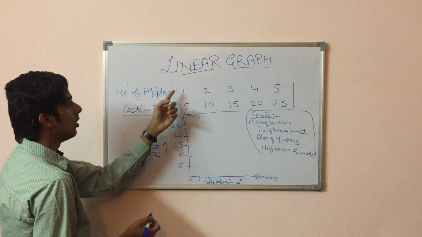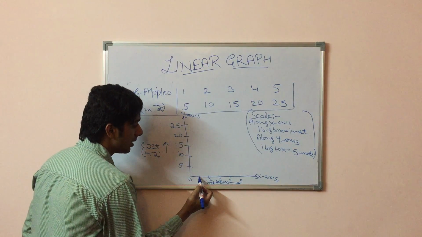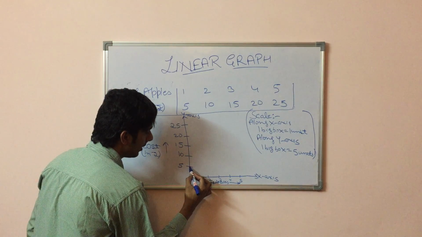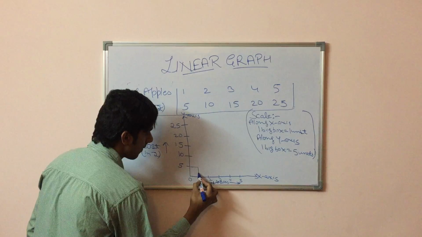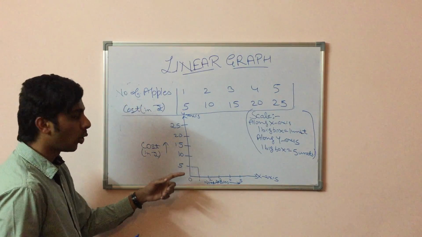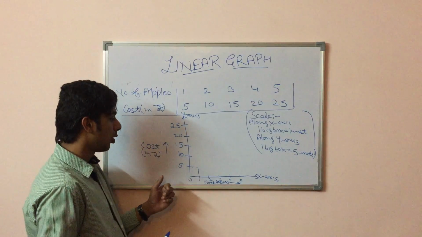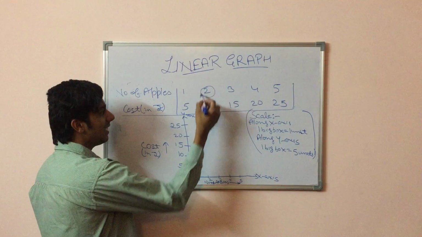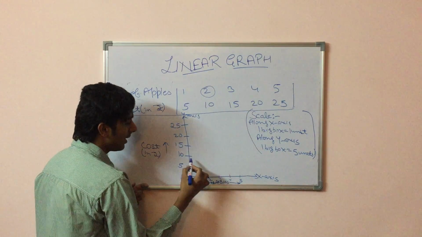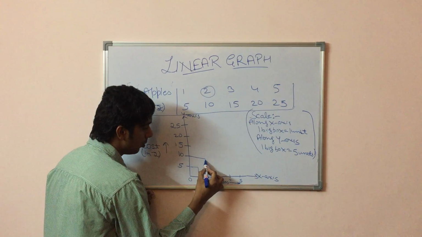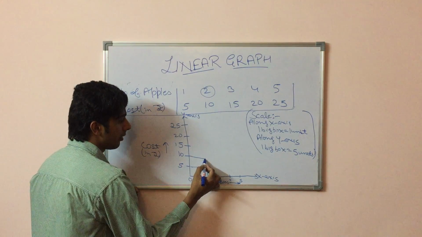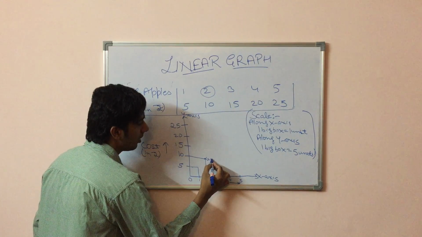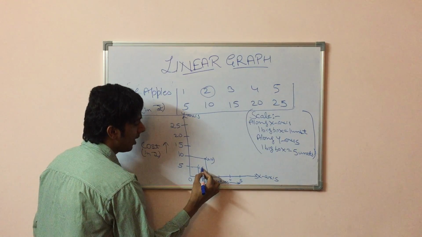Now plotting our points: 1 comma 5. 1 comma 5 means this is 1 and this is 5. So we'll draw it like this. You can draw it with a dotted line or a normal line. Then comes 2 comma 10. 2 comma 10 means x is 2 and y is 10. You have to write this is 2 comma 10, and this is 1 comma 5.